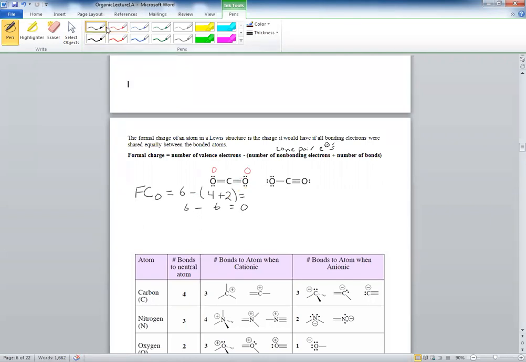Now do the carbon. In this case, carbon has 4 valence electrons. Look it up from the periodic table. Minus any electrons in the lone pairs. There are none, because there are no lone pairs. Plus, how many bonds does it have? Well, it's 1, 2, 3, 4. So what's 4 minus 4? That would be 0. So it also has a 0 formal charge.